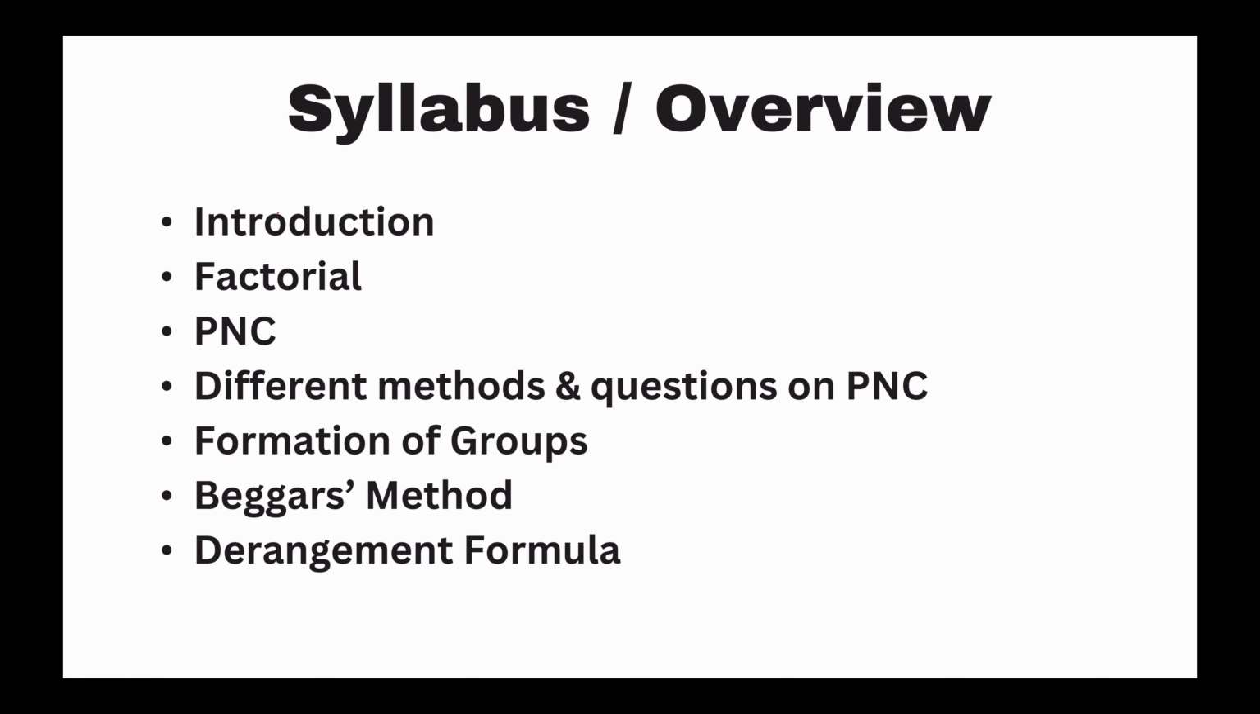Talking about the subtopics in this chapter, first we'll look at a brief introduction as to how combinations and permutations are and what we are talking about. Then we'll look at factorial. Again, factorial is something you have already studied. We've seen this in binomial theorem as well. Then we'll look at a few methods of solving PNC: formation of groups, Beggar's method, derangement formula, and a few more. We'll look into those and solve our questions. So without further ado, let's start.